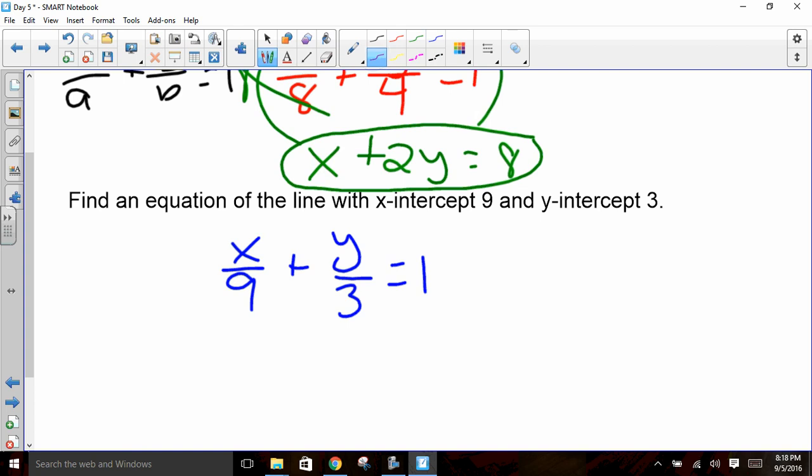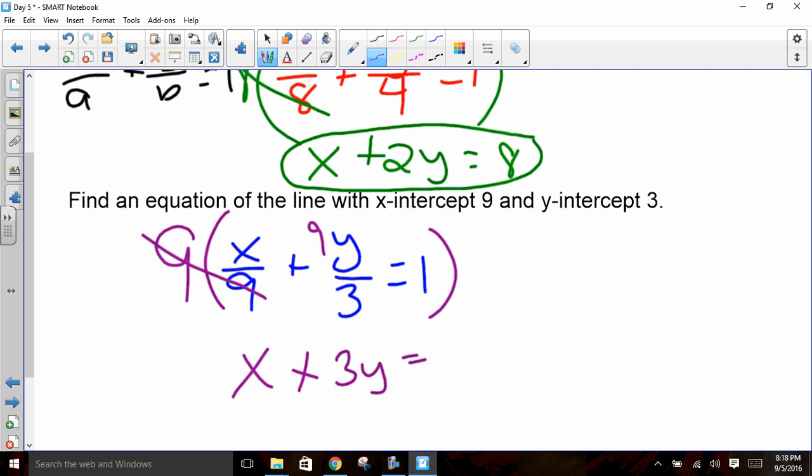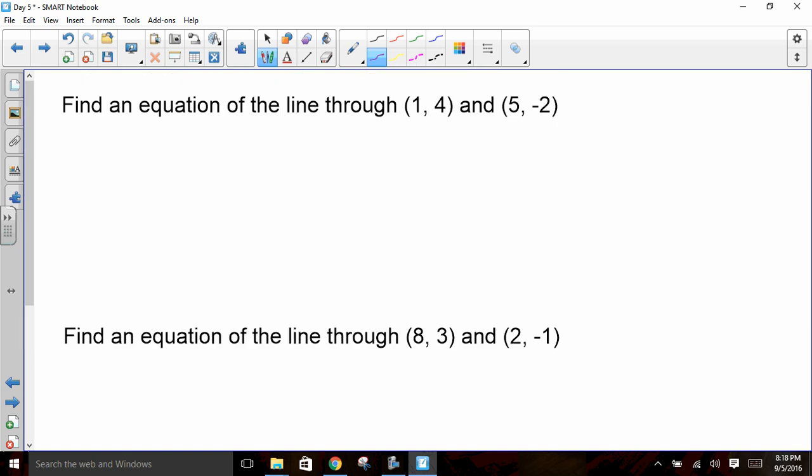We're going to multiply by the biggest number. My biggest number here is 9. My 9's cancel, leave me with x, I apologize. My 9 divided by 3 will give me 3y. And 9 times 1 is just 9. Again, I don't know if you guys have seen it that way or not. It's a different way of writing it. Not too difficult, but different.